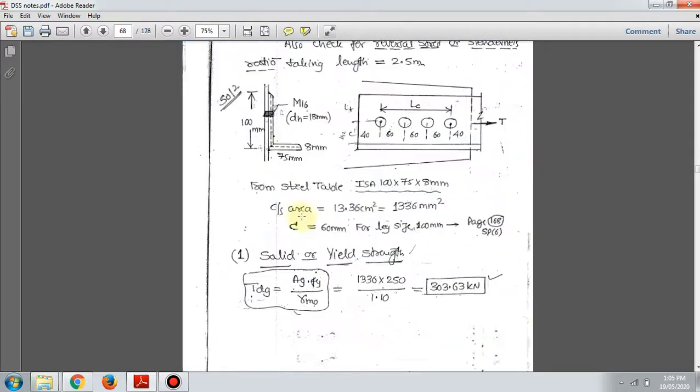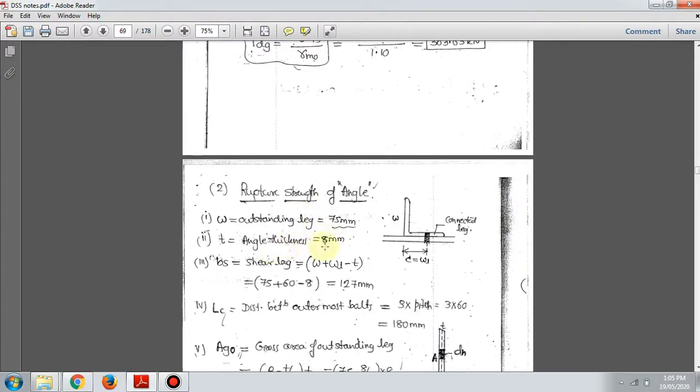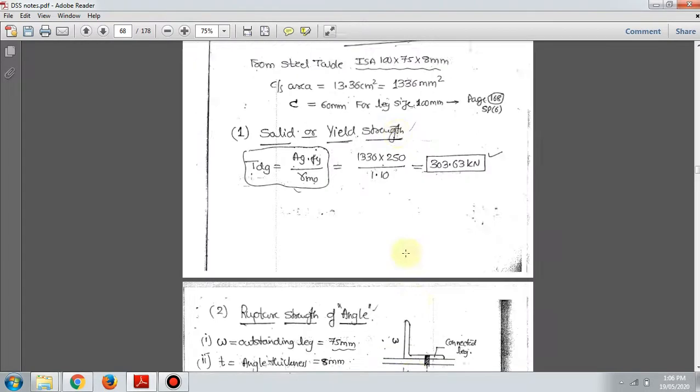Next thing, design strength due to rupture. Since an angle section is given, for the angle section the formula for the design strength due to rupture is this one, as discussed earlier. So we have to find Anc and Ago, and we have to find beta.